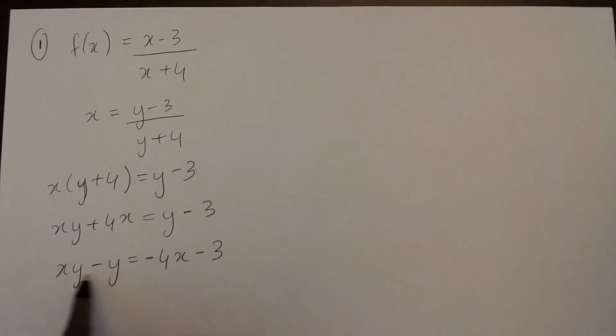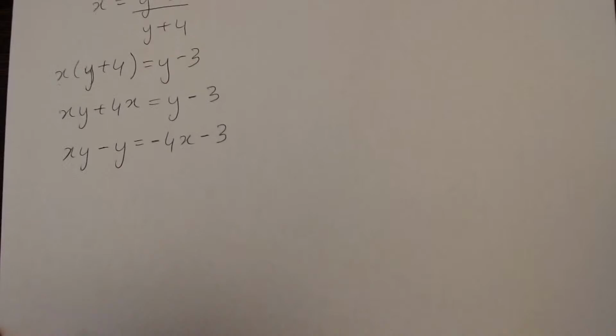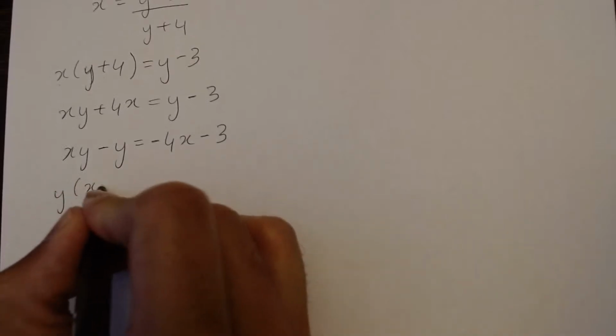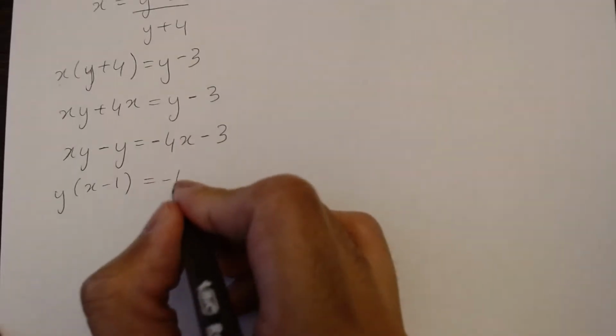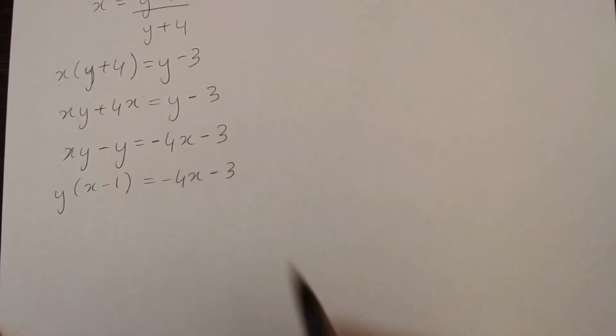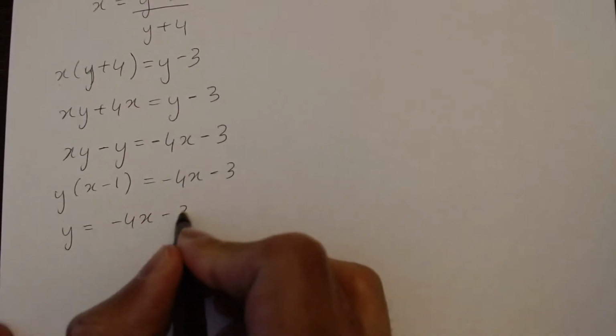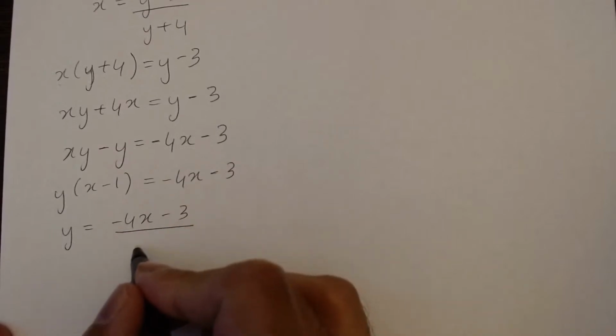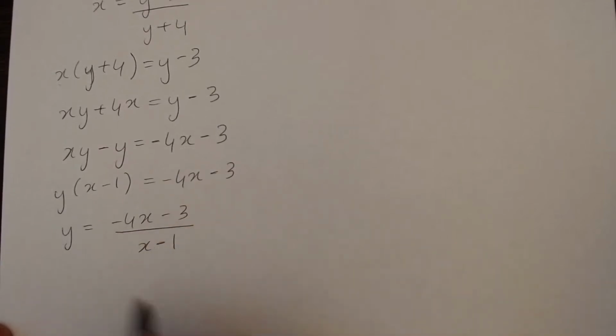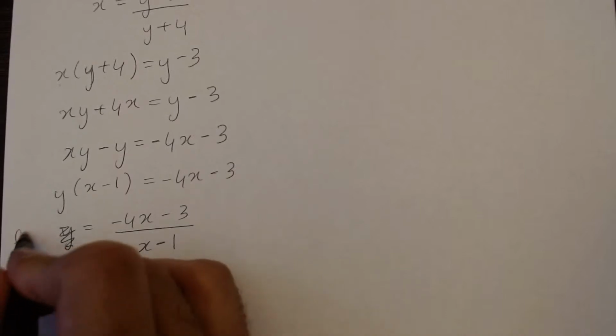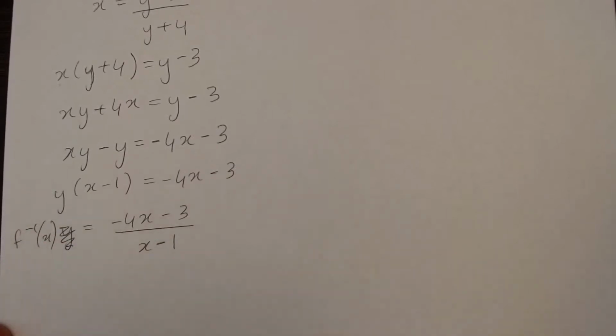I'll factor out a y over here now. And then I'll divide both sides by x minus 1. So I have negative 4x minus 3 over x minus 1. And you can actually write this as f inverse of x in this step.